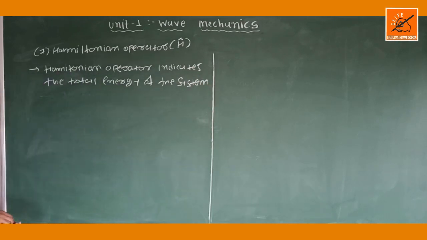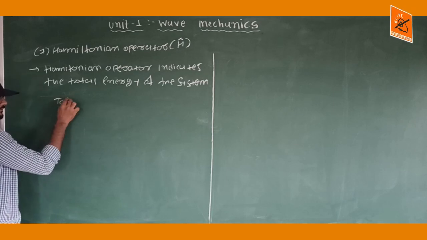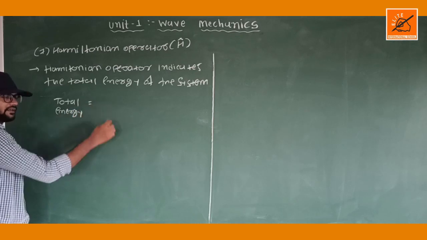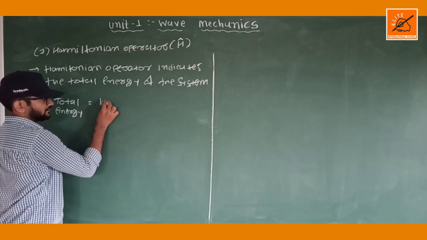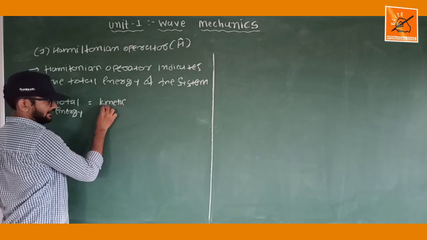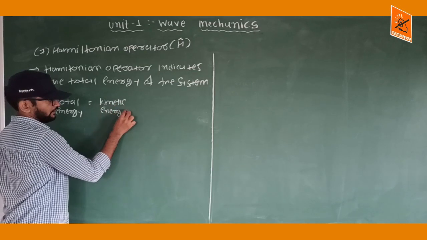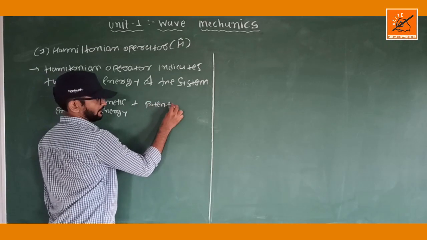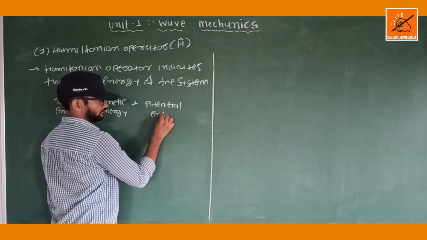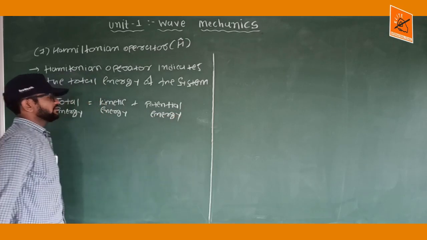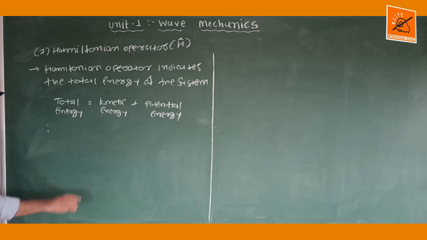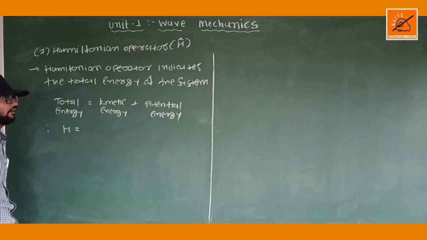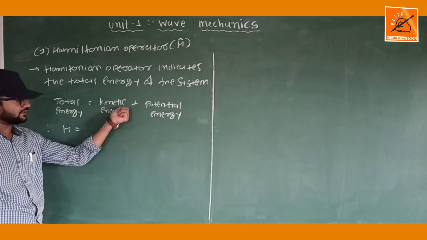Now, total energy is the sum of two types of energy. The first one is kinetic energy plus potential energy. Therefore, total energy is indicated by the Hamiltonian operator. So H is equal to... now, what is the formula of kinetic energy?